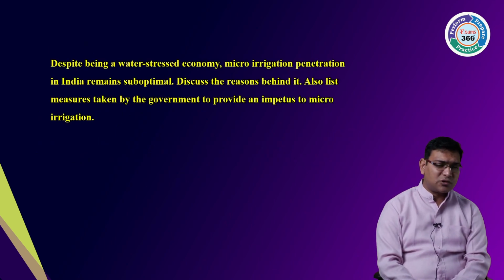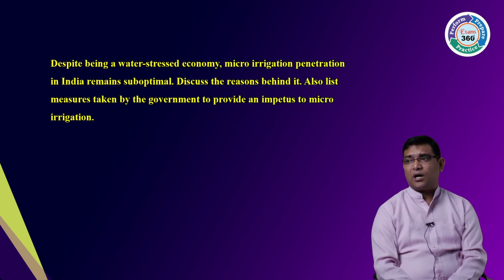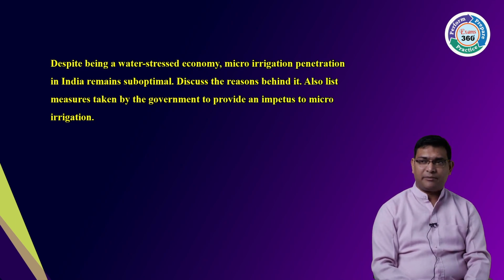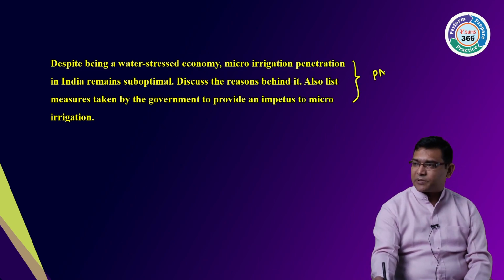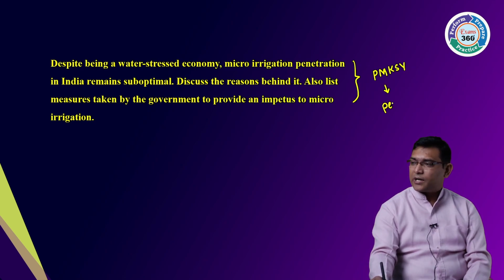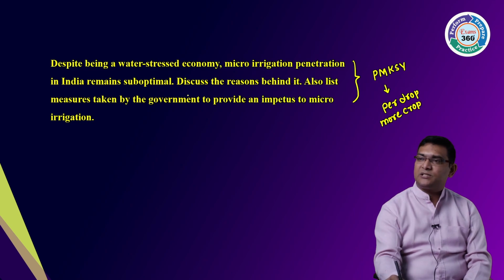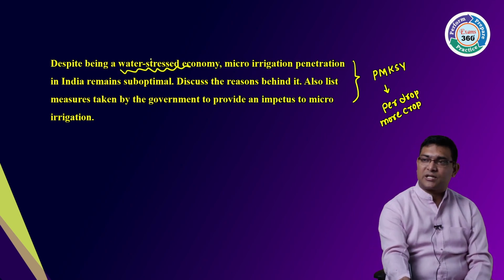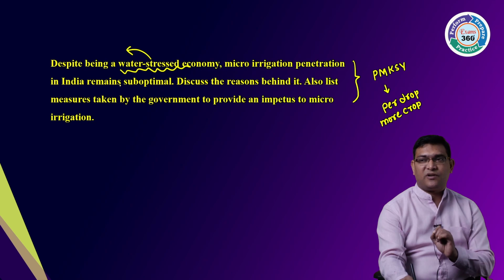This question is mostly related to micro irrigation. Okay, so despite being a water stressed economy, micro irrigation penetration is low. What is micro irrigation? A scheme was started, Pradhan Mantri Krishi Sinchai Yojana, per drop more crop, har khet ko pani, per drop more crop, because our country is a water intensive, water stressed country. So what crops do you have to grow? Less water intensive crops we have to grow.